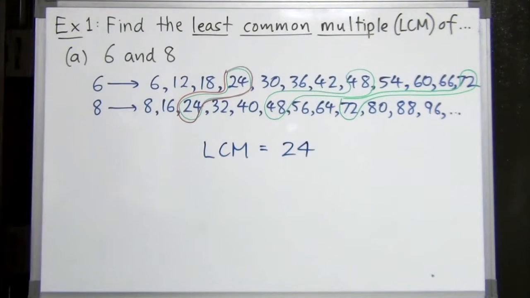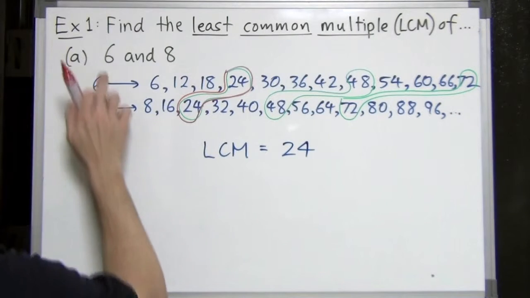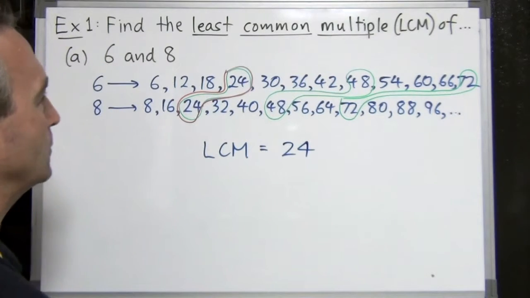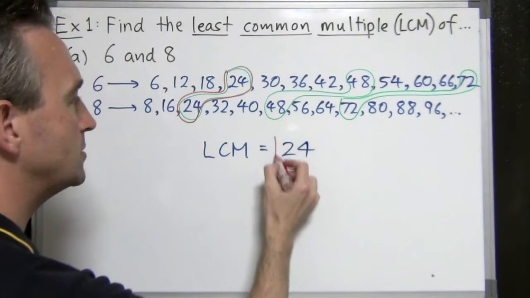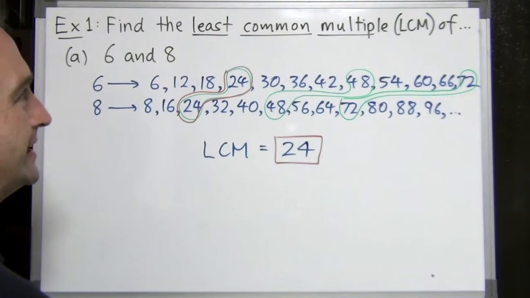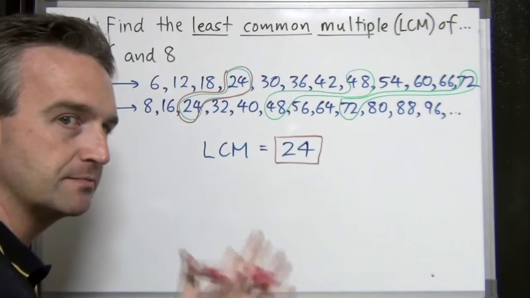And this is handy when you're adding and subtracting fractions actually. When you have two denominators and you want to find out what the common denominator is going to be, the lowest common denominator, it's actually going to be the least common multiple of the two denominators, like so.